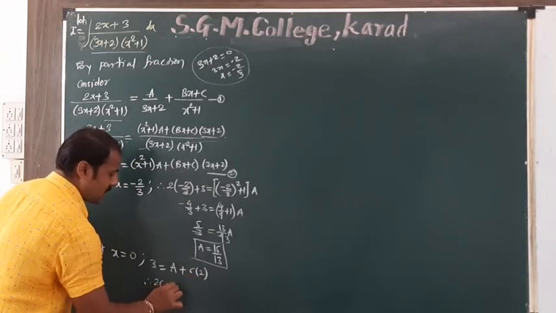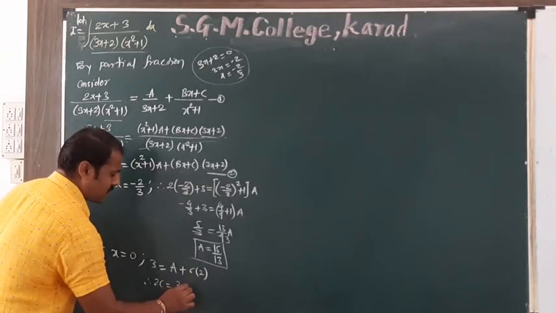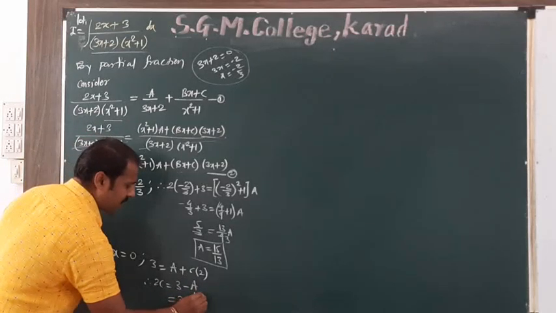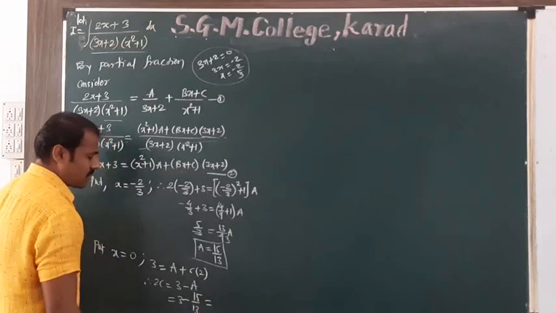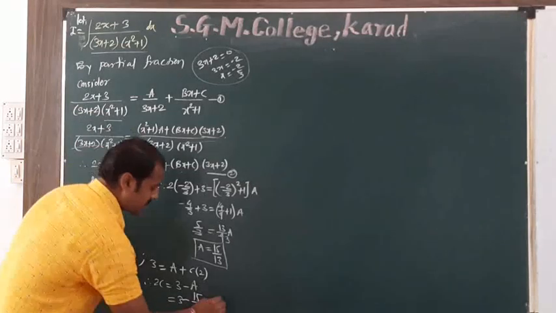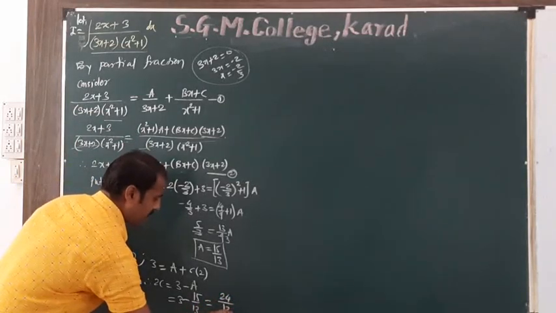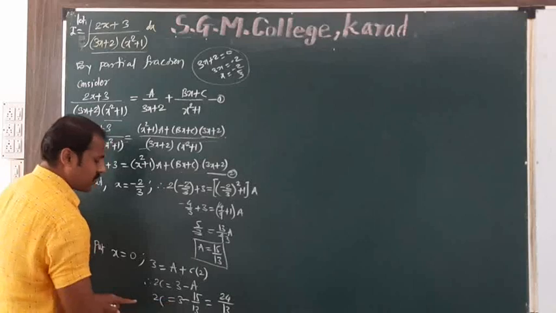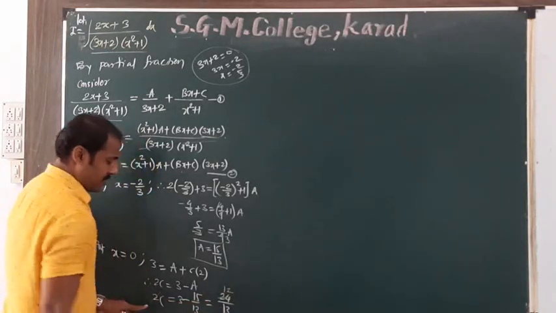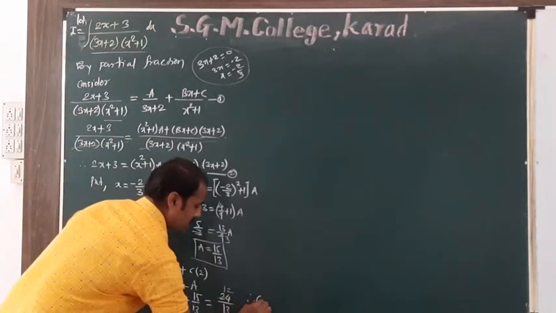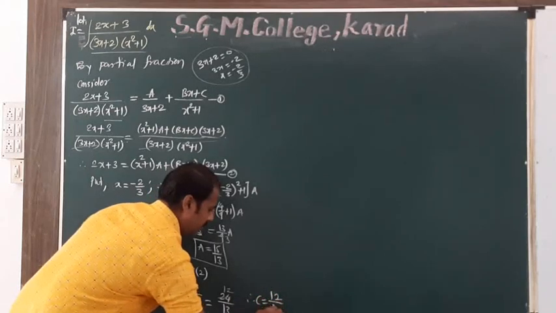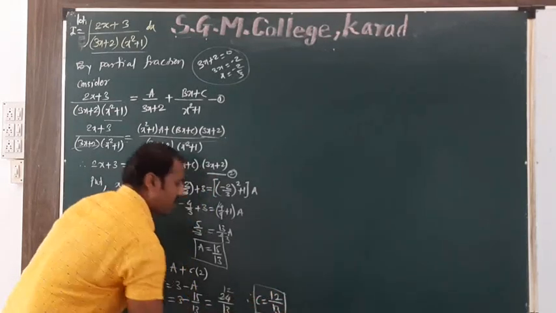Therefore 2c is equal to 3 minus a, that is equal to 3 minus the value of a, which is 15 divided by 13, which is equal to 13 3s are 39 minus 15, it's clearly 24 divided by 13. 2c is equal to 24 divided by 13, 2 12s are 24, therefore c is equal to 12 divided by 13. Here we get the value of c.